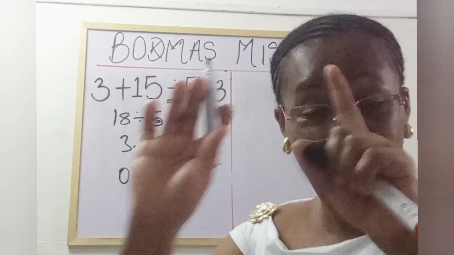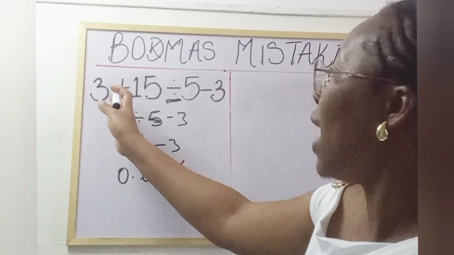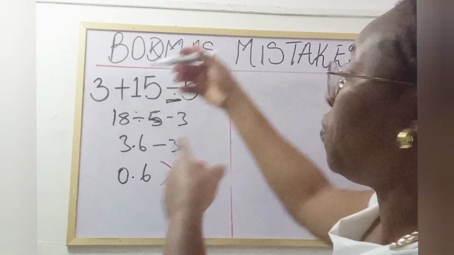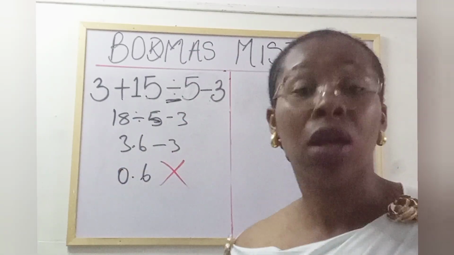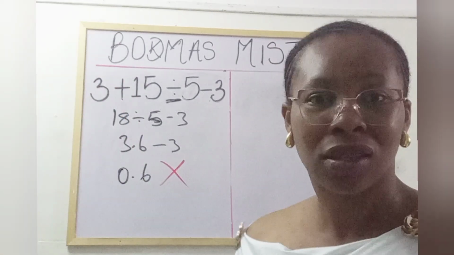If you do the division first, if you decide to do the addition before the subtraction or the subtraction before the addition, you will still get the same answer. But you have to follow the BODMAS rule by working from left to right.